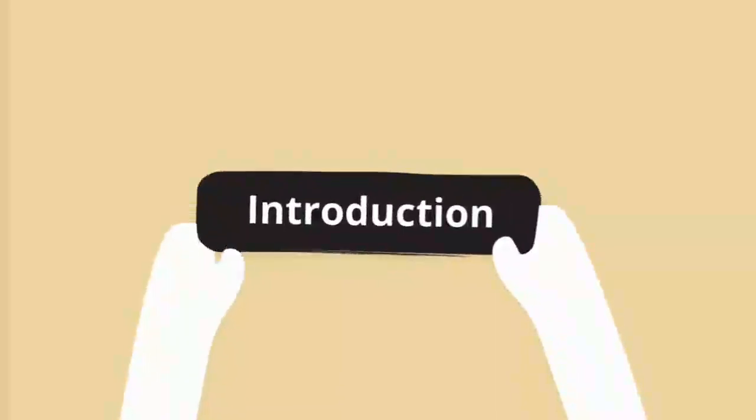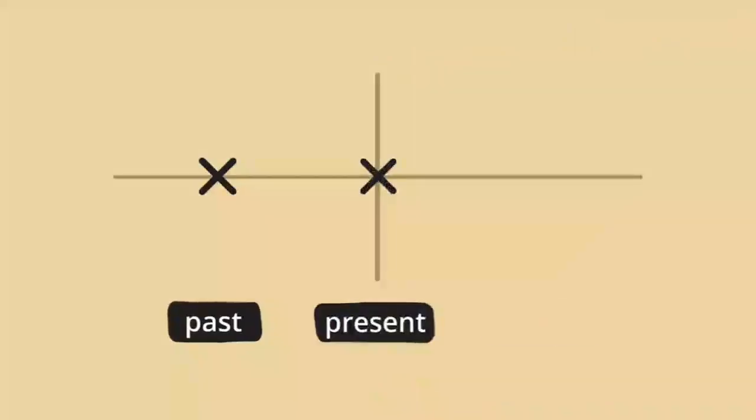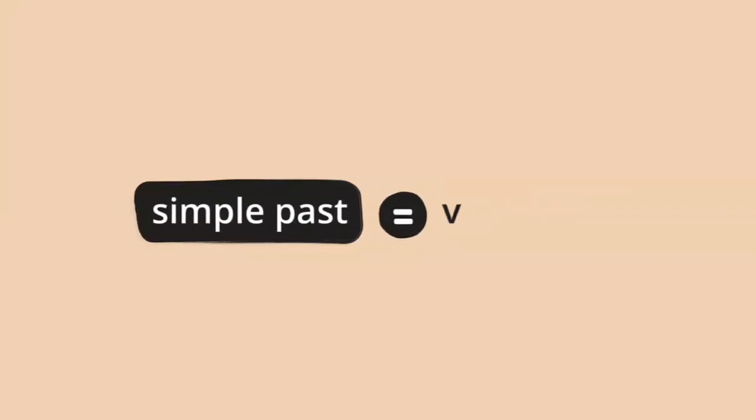Simple past. What are verb tenses? Verb tenses show the time that an action takes place. The simple past is a verb tense. We use the simple past tense for finished past actions.